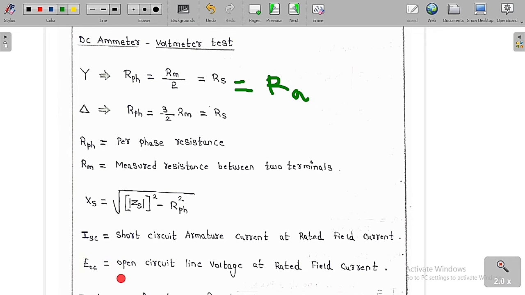Field current is constant for both these values and also it is rated. So by taking the ratio of these two, we get the value of the magnitude of Zs, and from this we get the value of Rs or Ra, and from this we get the value of Xs. Rs is also called the resistance of the stator coil, or basically the armature resistance per phase.